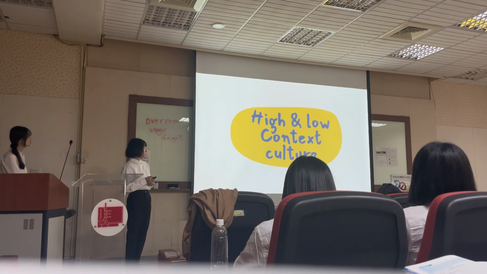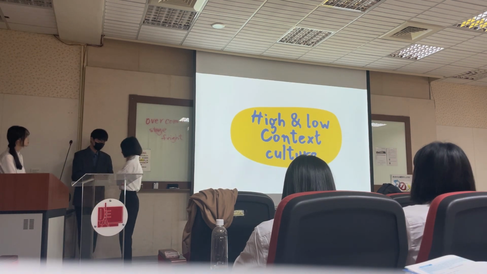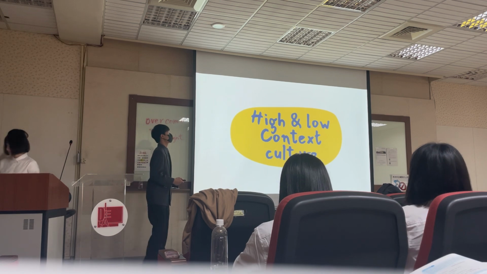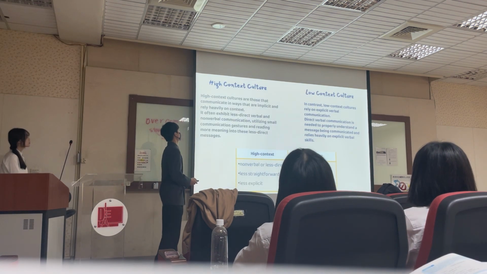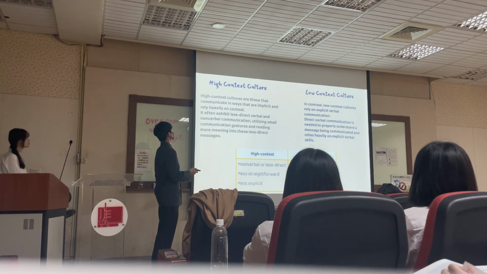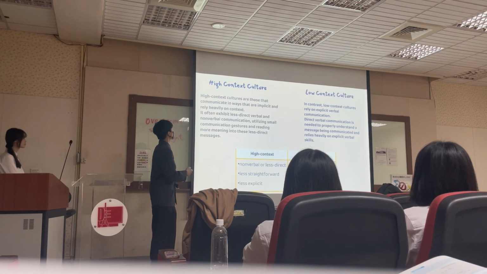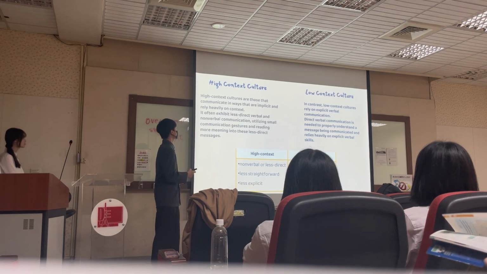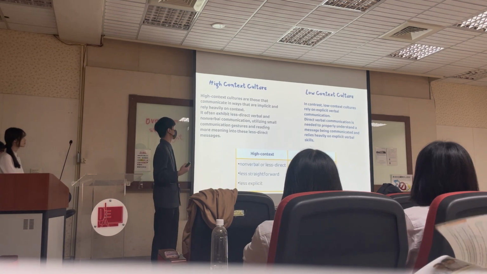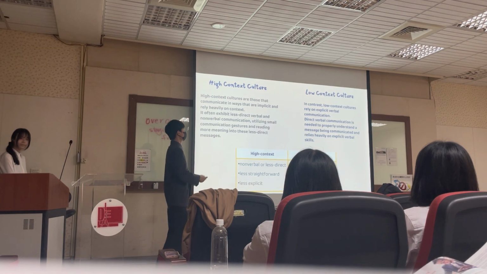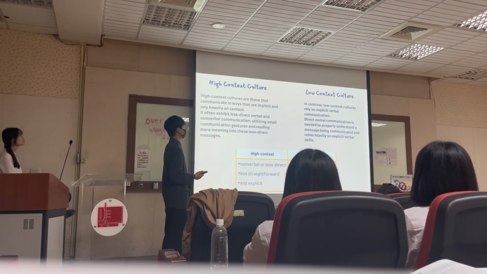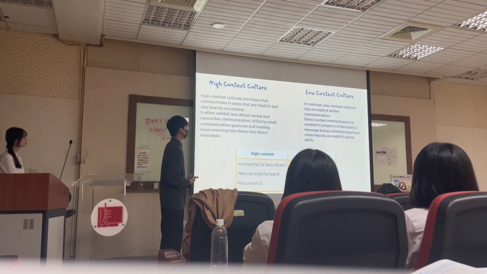Yes, now it's high and low context culture. I'll give the floor to Ethan. Next I will be introducing high and low context culture. High context culture usually means people communicate in ways that are implicit and rely heavily on context. It often exhibits less direct verbal and non-verbal communication, utilizing small gestures and reading more meaning into these less direct messages. In contrast, low context culture relies on explicit verbal communication. Direct verbal communication is needed to properly understand a message, and it relies heavily on verbal skills.